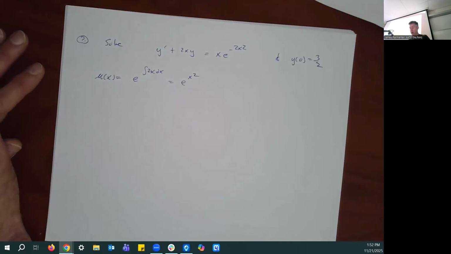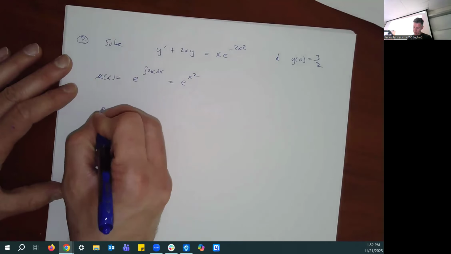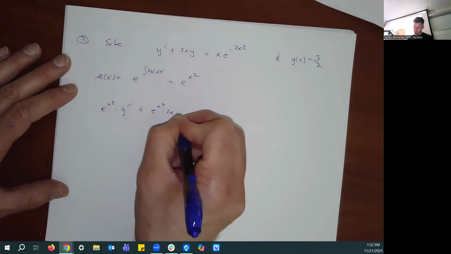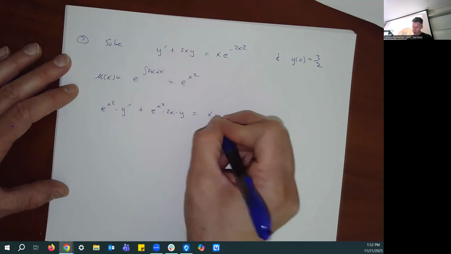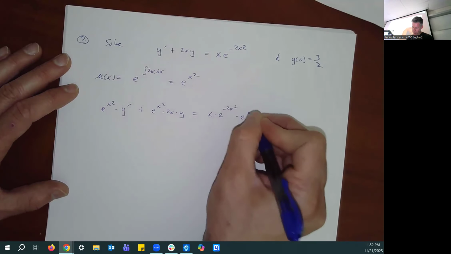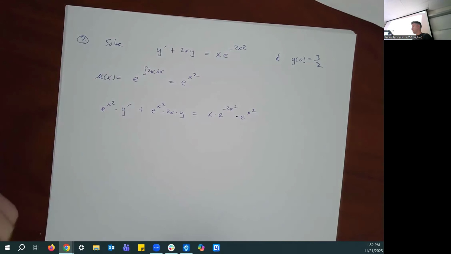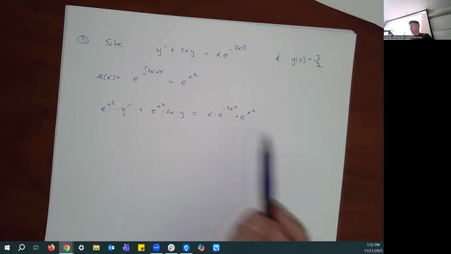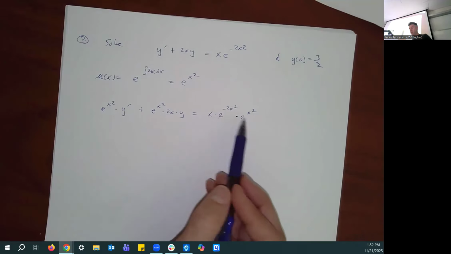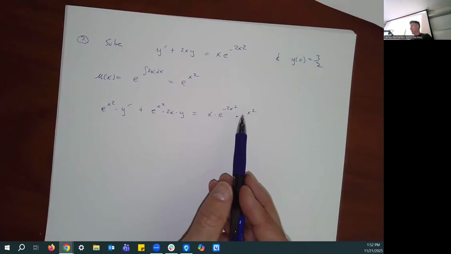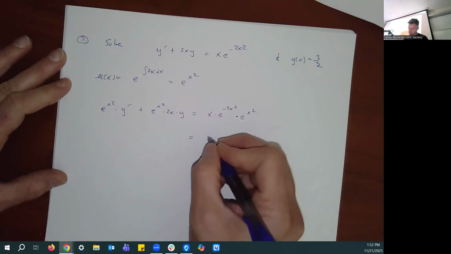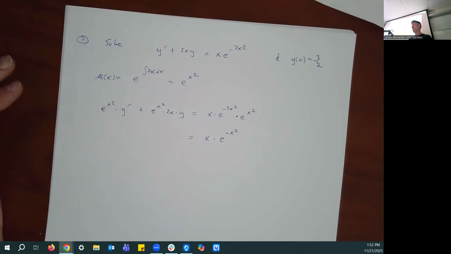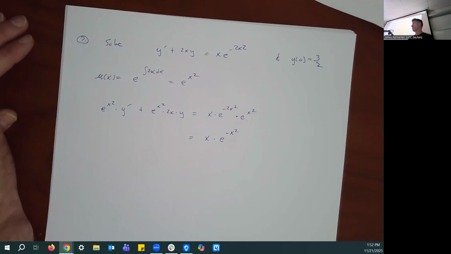So then we're going to multiply everything by e to the x squared. So we're going to have e to the x squared times y prime plus e to the x squared times 2x times y equal to x times e to the negative 2x squared times e to the x squared. Two things. Thing one, you should always simplify this right-hand side as much as you can before you do anything else with it. So here, the e to the negative 2x squared times e to the x squared, we add those powers together to get e to the negative x squared. So the right-hand side becomes x times e to the negative x squared, which looks good because we know how to integrate that. It's going to be a pretty straightforward u substitution.